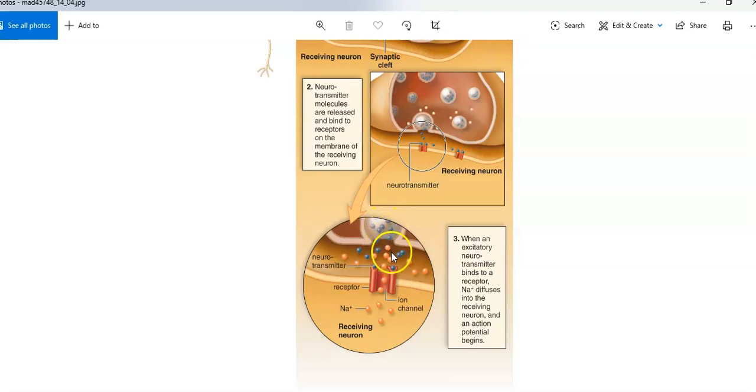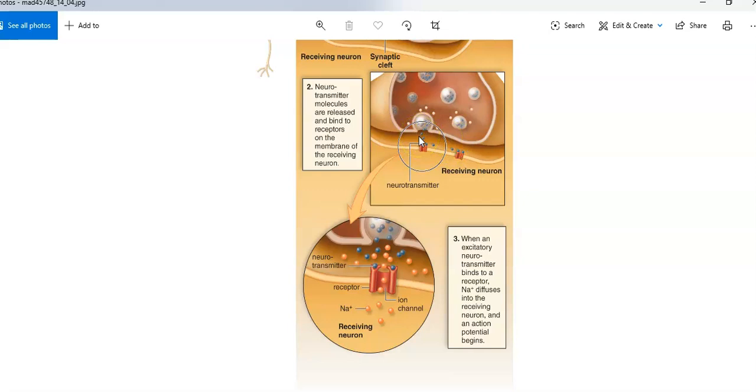They travel across the cleft and are received by receptors on the other side. Interestingly enough, if you remember, it's calcium that is required to move these little packets to the membrane, to the edge of the axon. This packet actually merges with that membrane, opens up, and dumps the neurotransmitters into the cleft.